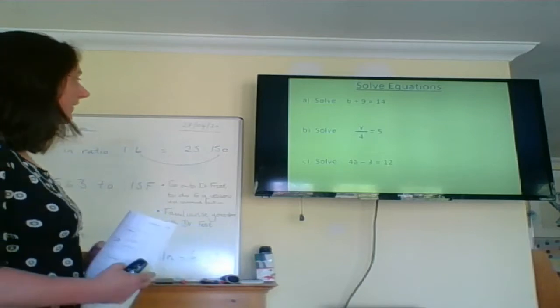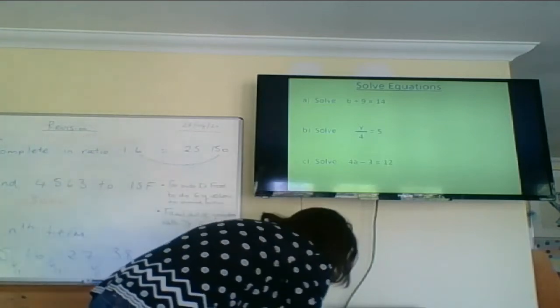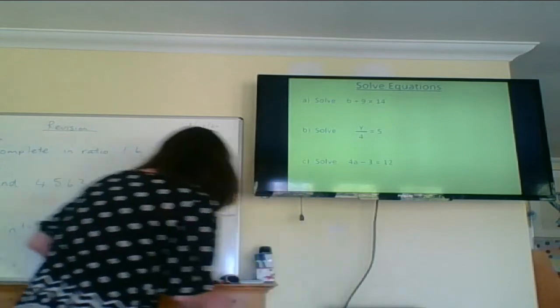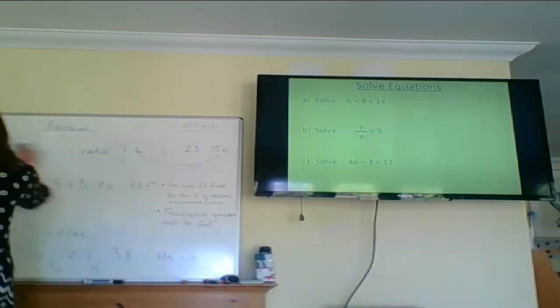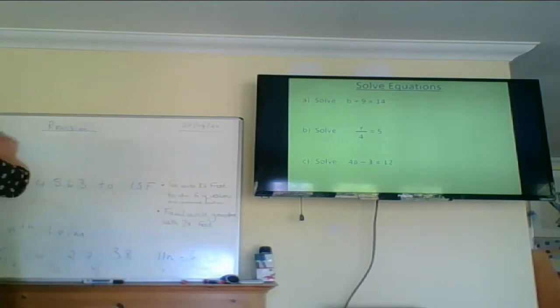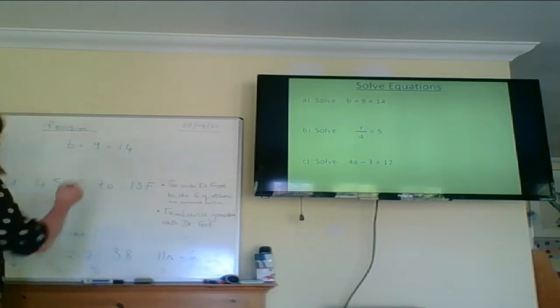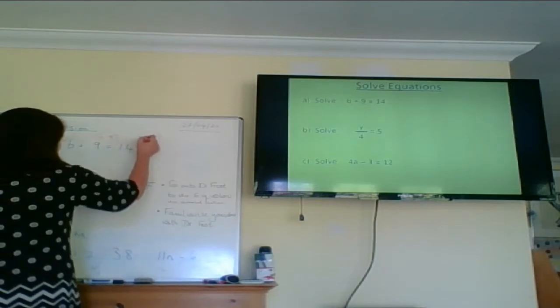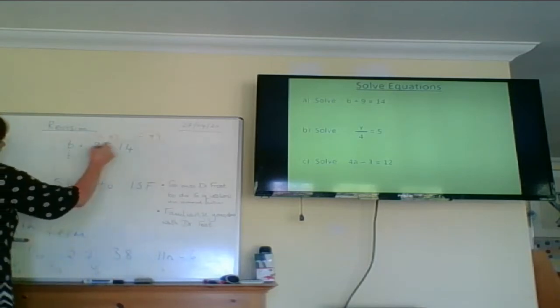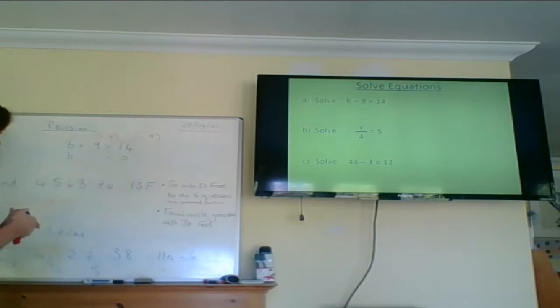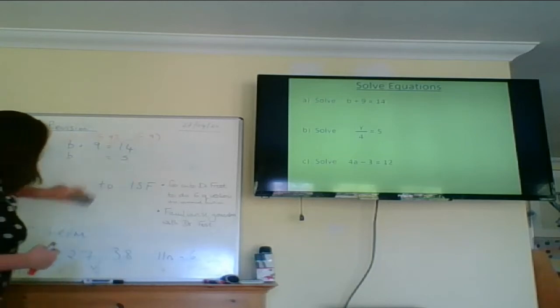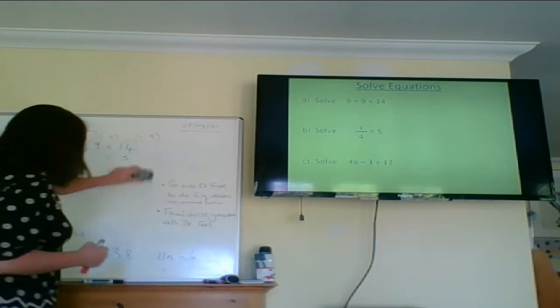Okay, and then we'll come to solving equations. So we have b plus 9 equals 14. Okay, we want to eliminate that 9. So we take it away. We don't want that 9. And whatever you do to the left, we have to do to the right. So we'll take away 9 on that side as well. So b equals 14 take away 9, which is 5. So it's about eliminating the numbers on the left and then doing the same on the right hand side. So it's like a balanced method.